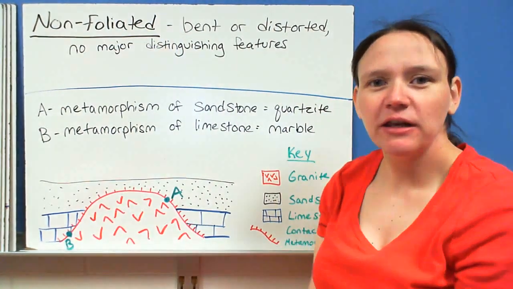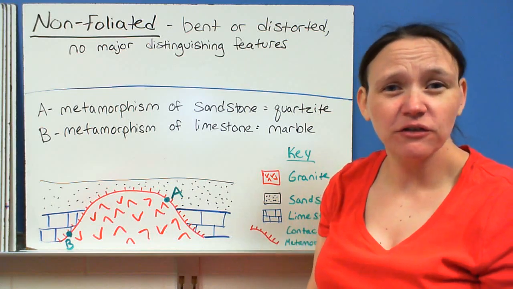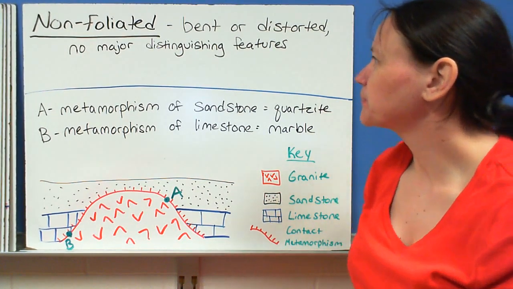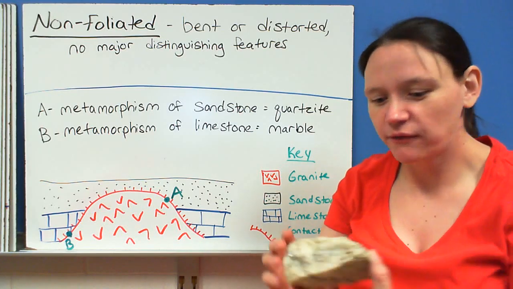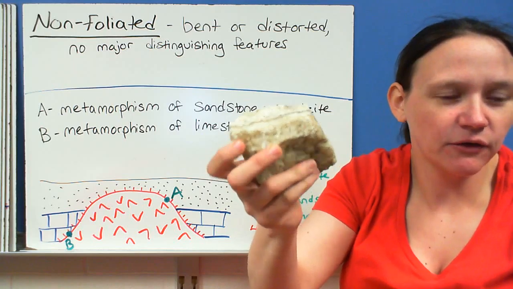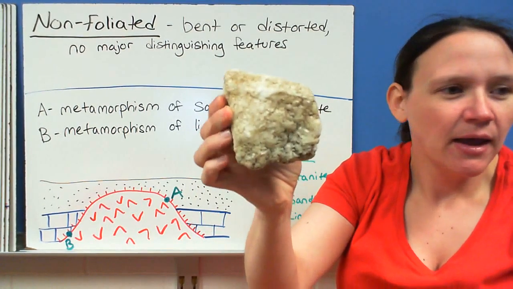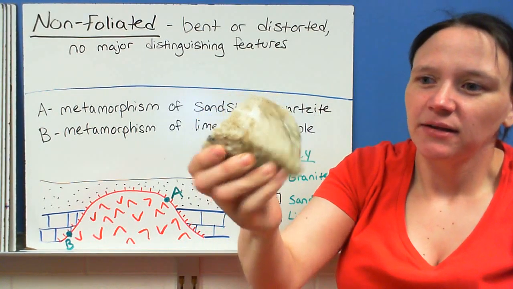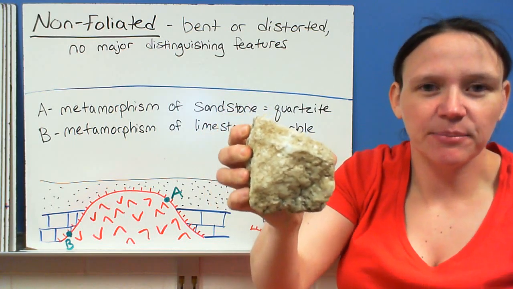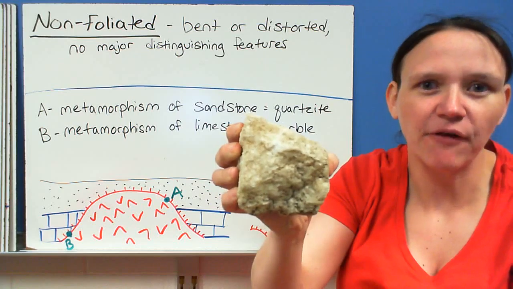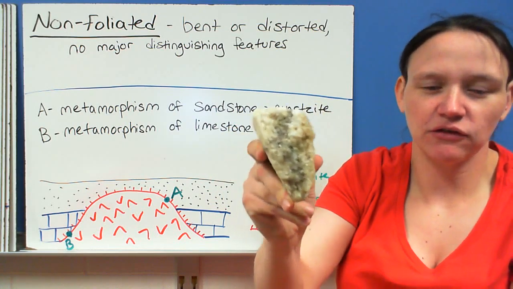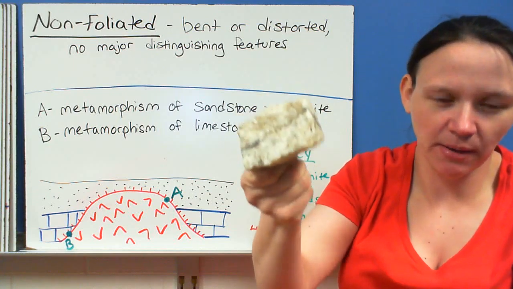Now, non-foliated rocks really don't show a lot of features. They're a little bit harder to identify as metamorphic. Marble is a good example of a metamorphic rock. It's definitely been recrystallized, but it really doesn't show that foliation, that banding, that intense pressure that the rock has undergone. It's mostly from the heat and the recrystallization of the minerals that creates the new metamorphic rock.